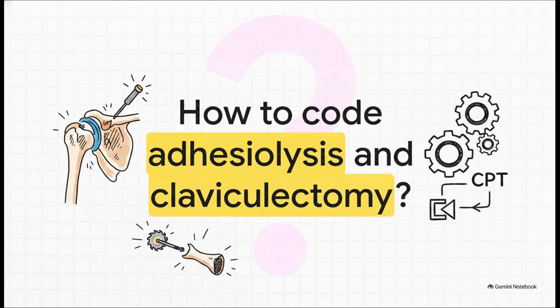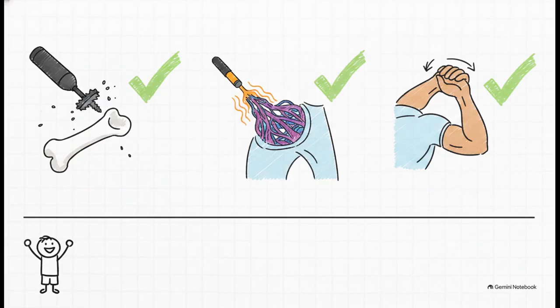Through an anterosuperior portal, the surgeon also performs an arthroscopic distal claviculectomy, removing 8 millimeters of the distal clavicular articular surface. I want you to read that carefully. Formulate your CPT codes. Go ahead, I'll give you a second to think about it. All right, let's break down the solution line by line together.